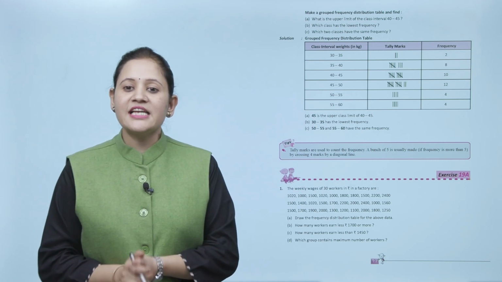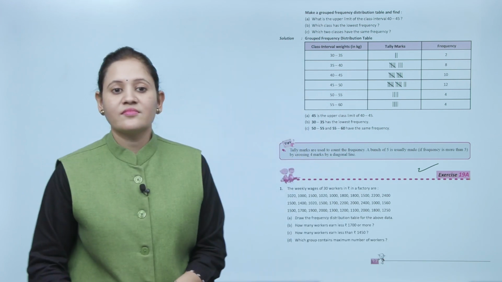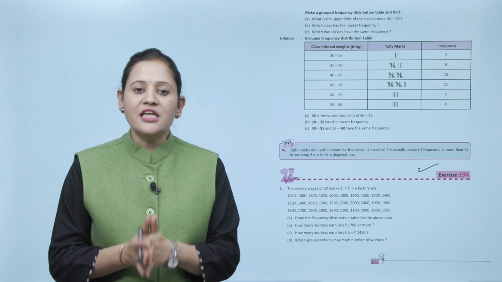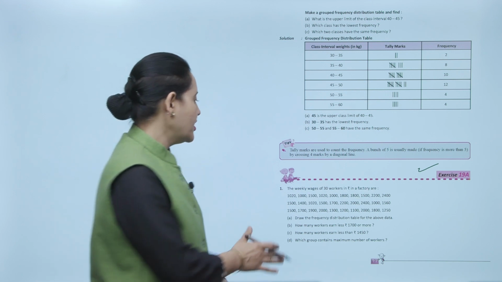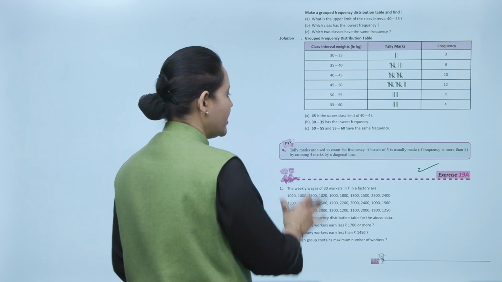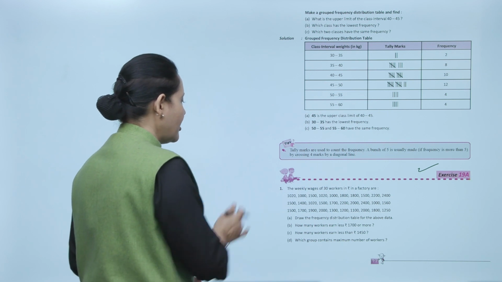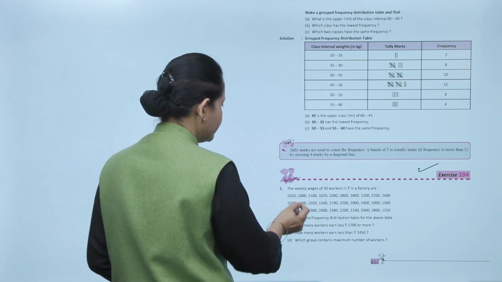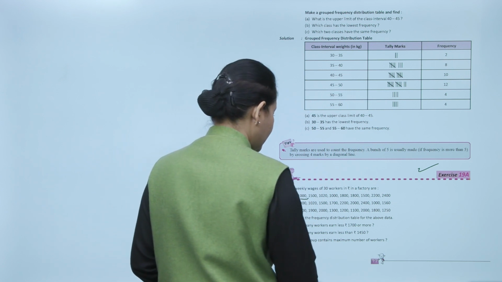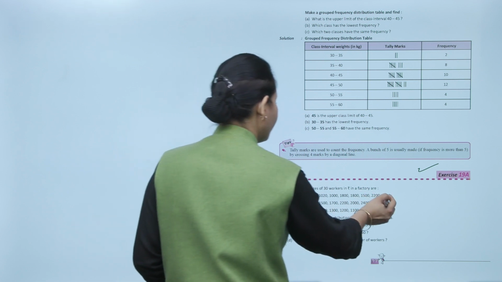Next is exercise 19A. The weekly wages of 30 workers in rupees in the factory are given. So, this is the weekly wages of 30 workers, and we have to draw a frequency table for that. So, we will see what the minimum salary is, that is 1000, and the maximum is 2400.